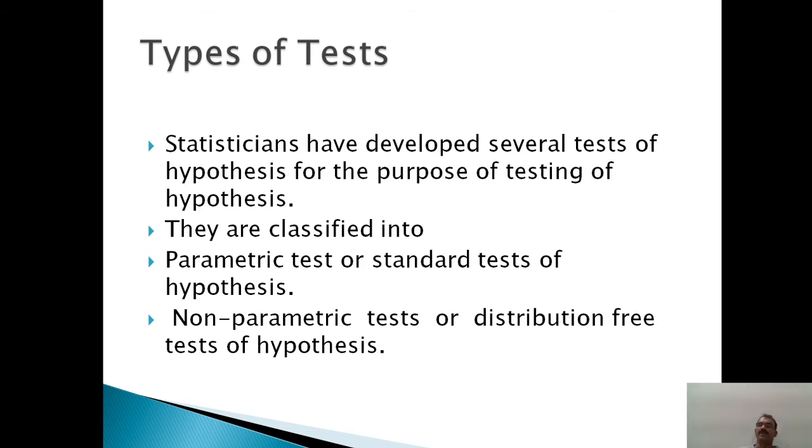Types of tests. Statisticians have developed several tests of hypotheses for the purpose of testing hypotheses. Tests of hypothesis can be classified into, first one, parametric test, also known as standard test of hypothesis. Second one is non-parametric test or distribution-free test of hypothesis.